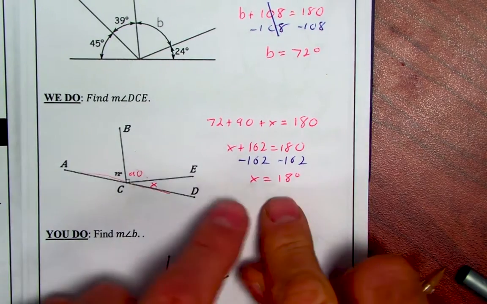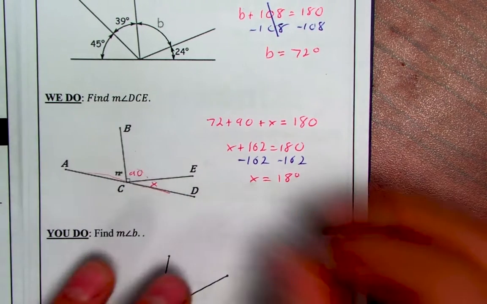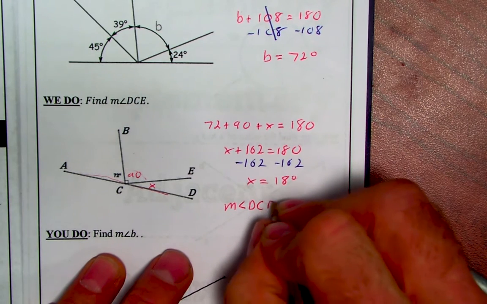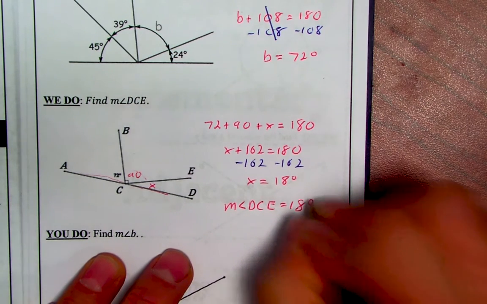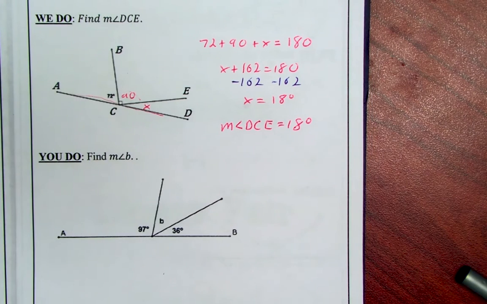And actually, it says find the measure of angle DCE. We just substituted X in for that, so we should finish our answer and say that the measure of angle DCE is 18 degrees. All right, go ahead and solve this one, and then we'll move on to page 4.